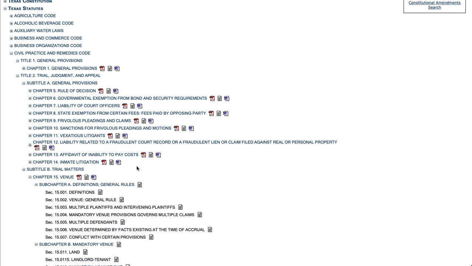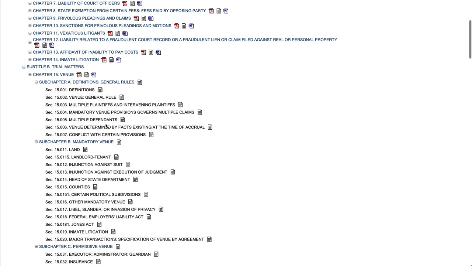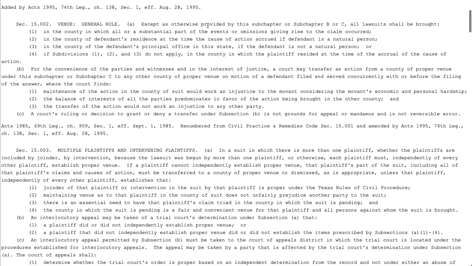Here we go. We can see venue general rule. Except as otherwise provided by this subchapter or Subchapter B or C, all lawsuits shall be brought, number one, in the county in which all or a substantial part of the events or omissions giving rise to the claim occurred. So if there's a breach of contract claim, where did a substantial part of the events giving rise to that claim occur? It would be in that county.